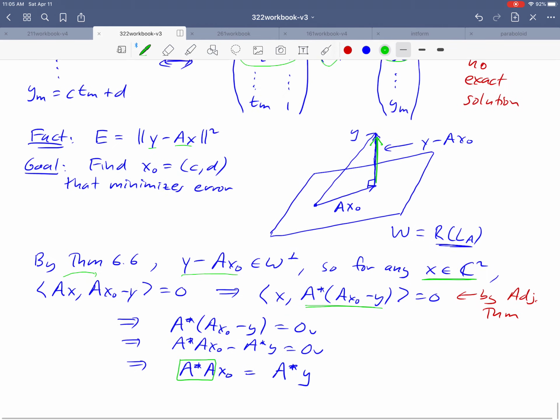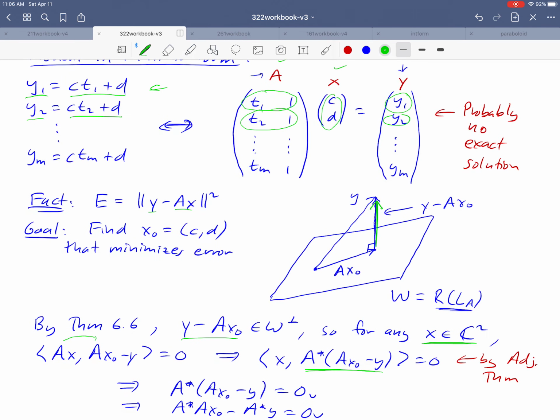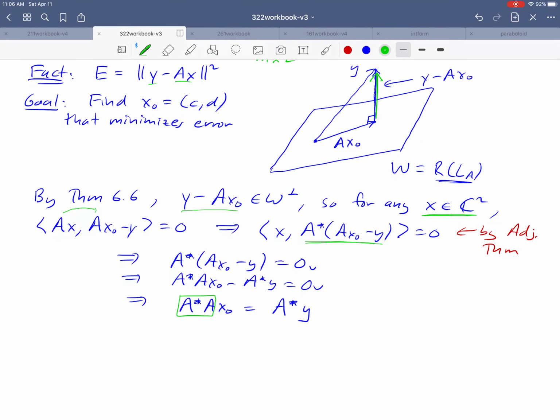Well, if we scroll up for a minute here, A is an m by 2 matrix. I'm just going to sketch that here. That means that A star is 2 by m. There's a transpose involved there. What would happen if you took A star times A and looked at the dimensions? You're going to get a 2 by 2 matrix here. Interesting. 2 by 2 is not very large. That's pretty computationally manageable. And if you calculate the dimensions of A star and y, you're going to discover that this is a 2 by 1 vector.